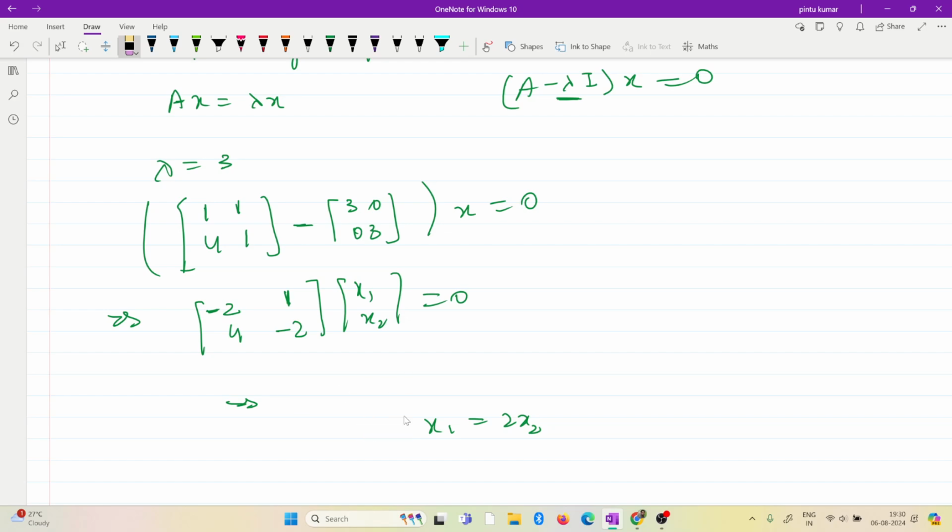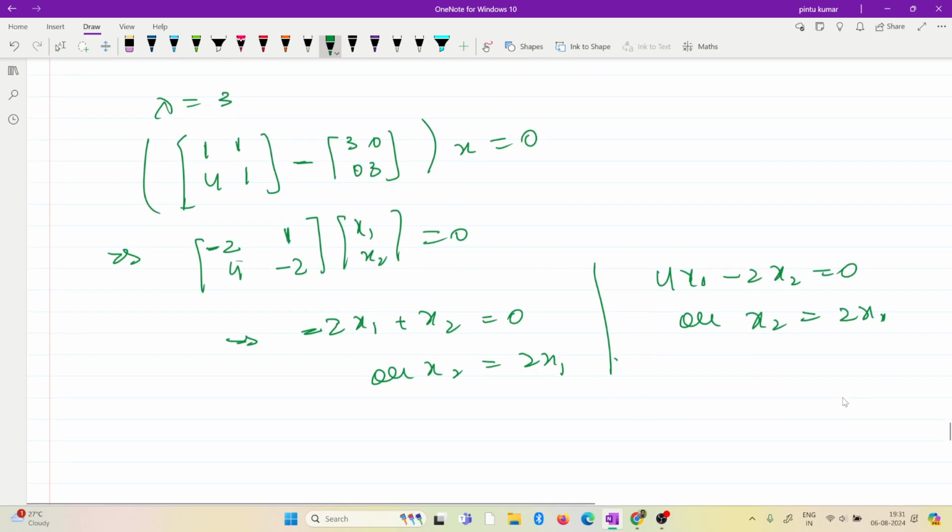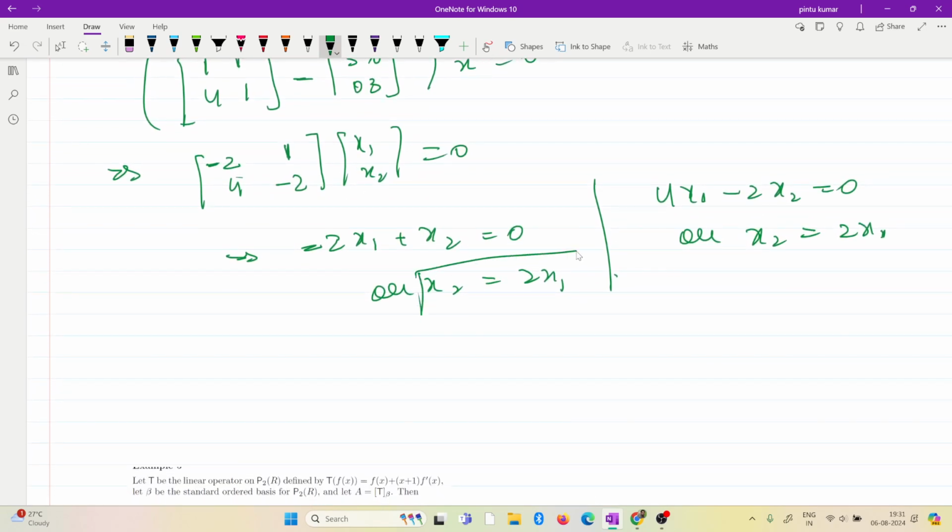Okay, let's use the standard way. If you multiply this out, you will get minus 2x1 plus x2 is equal to 0, or x2 is equal to 2x1, right? And from the second row, you will get 4x1 minus 2x2 is equal to 0, or x2 again is equal to 2 times x1. So from both we are getting the same condition: x2 is equal to 2x1.